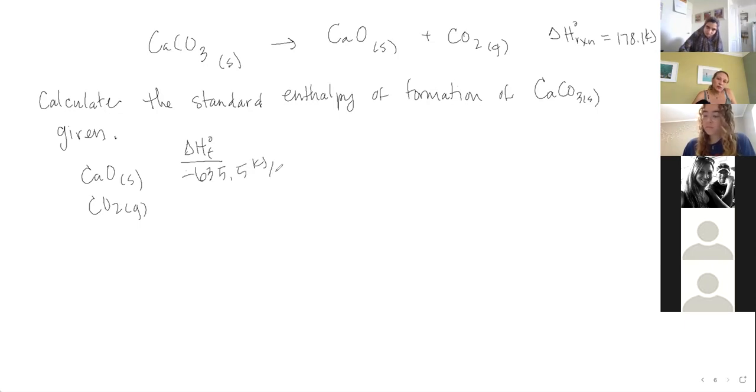These values are negative 635.5 kilojoules per mole for calcium oxide. And then for carbon dioxide, I just wrote it before, but now I'm looking it up again, negative 393.5 kilojoules per mole. As a note, I'm looking these up in a table, but tomorrow on Friday, I'm just giving you the table. So they won't be given like this. You'll have to look them up from the table yourself.